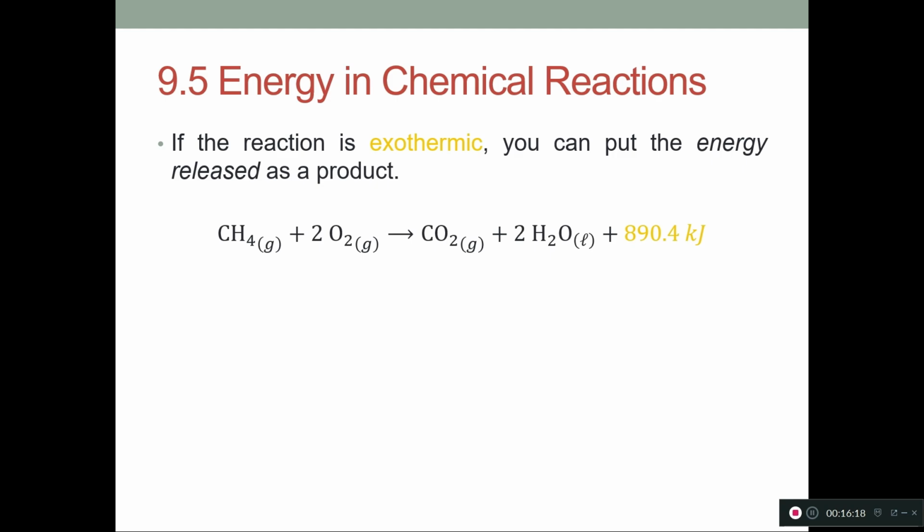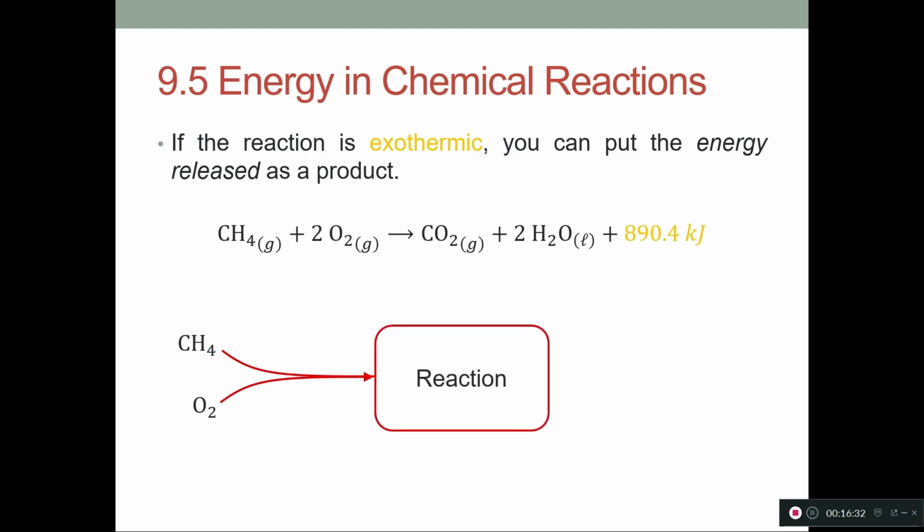What we mean by that is we can put it like this. This is our combustion of methane gas. We see we have the heat on the product side, so this is exothermic. We can think about it this way. We're taking our two reactants here, putting them together in a reaction, then we are getting these products out. And it's releasing heat from this reaction, so we can think of the heat as a product of this reaction.